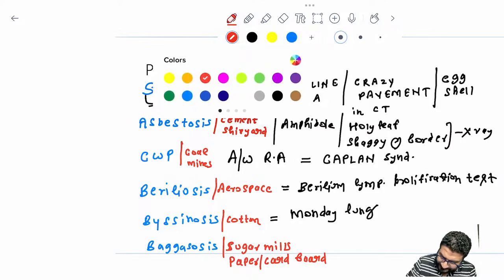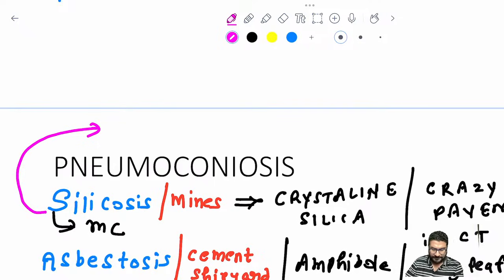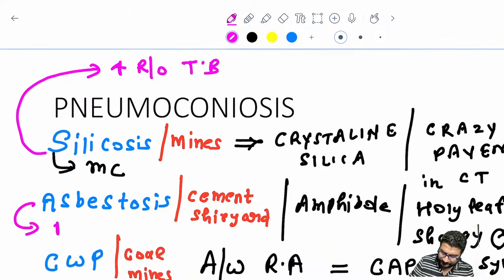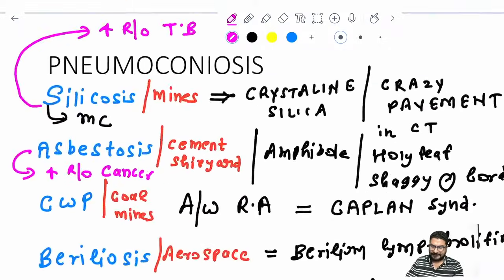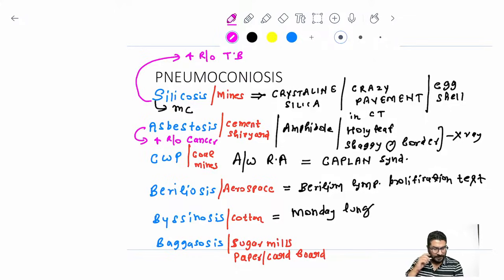Very, very important. Silicosis is dangerous, understand, because it will lead to macrophage dysfunction. So there is increased risk of tuberculosis. And asbestos will increase the risk of cancer, and remember, the most common will be bronchogenic adenocarcinoma. But in the exam what they ask you, the most specific will be mesothelioma. So this is about your pneumoconiosis.